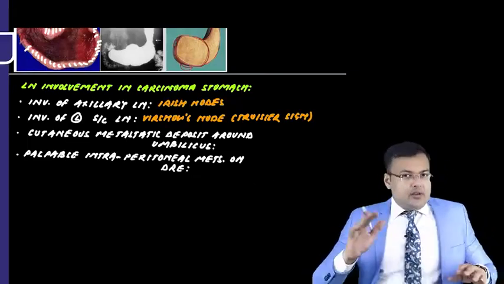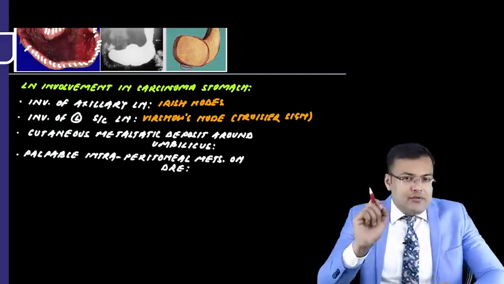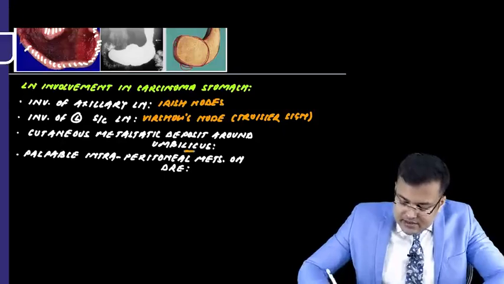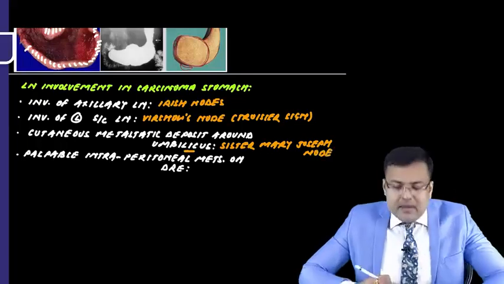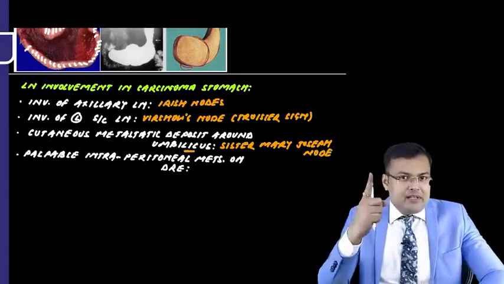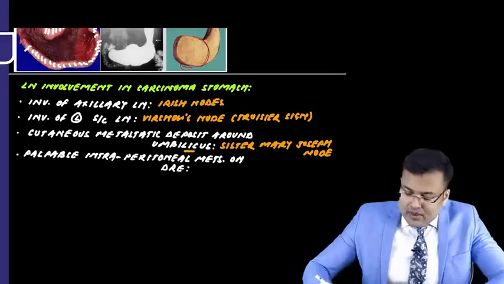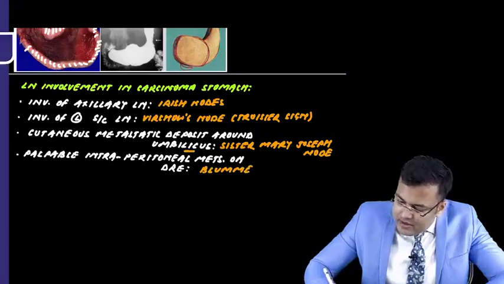Another important point: sometimes in patients of carcinoma stomach, there is a cutaneous metastatic deposit. This is not a lymph node. This is a metastatic deposit. Where exactly? Around the umbilicus. This is known as Sister Mary Joseph node. And if we perform digital rectal examination, there is a palpable intraperitoneal metastasis, and that is known as what? Blummer's shelf. So palpable intraperitoneal metastasis on digital rectal examination is Blummer's shelf.